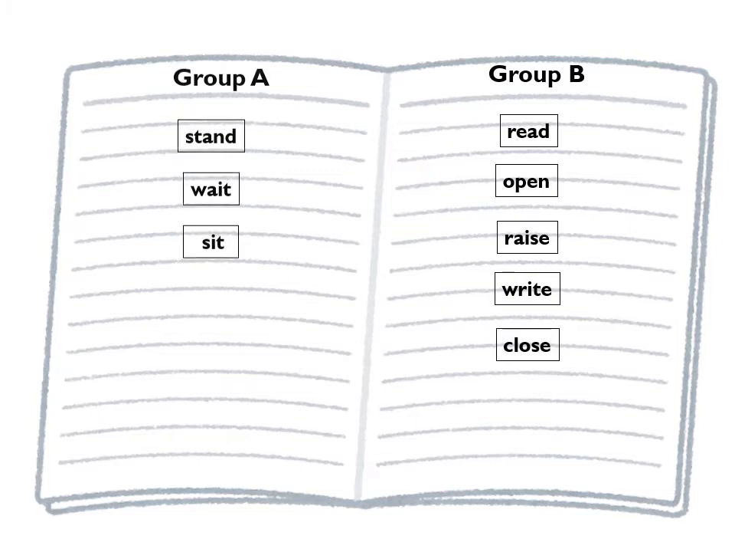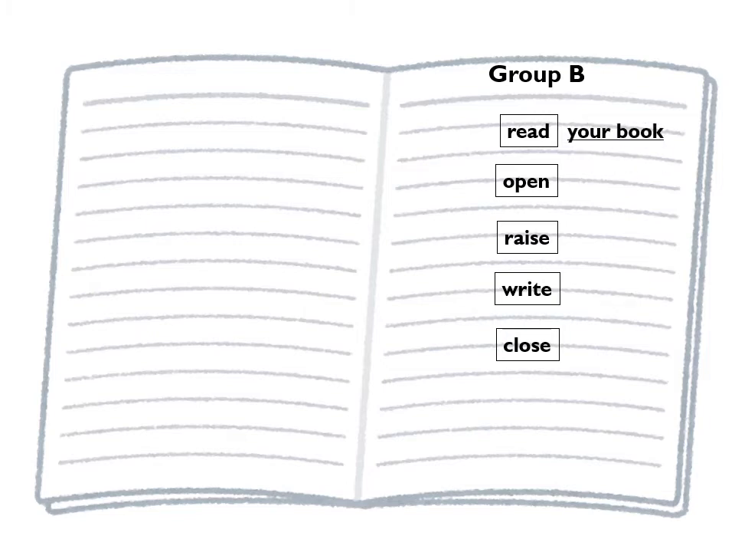Let's start from read. Read itself doesn't make sense. Your teacher has to specify what he or she wants you to read. For example, your book. Read your book. Now it makes sense. When the teacher says open, does that make sense? No, the teacher has to tell you what he or she wants you to open. For example, the window. Open the window, and it makes sense now.